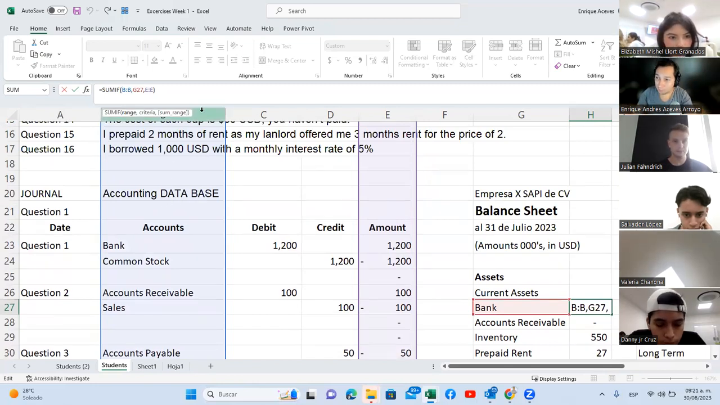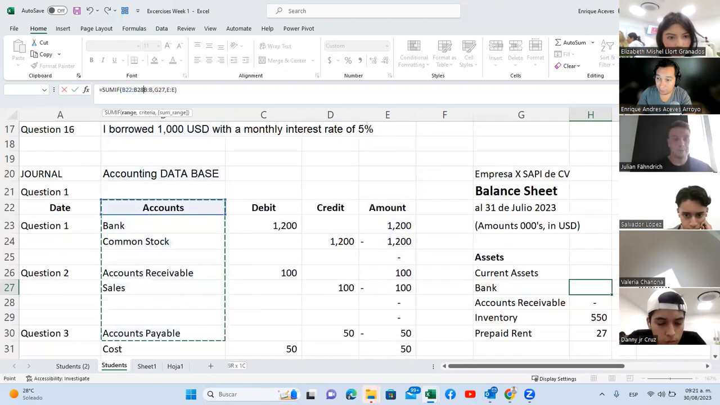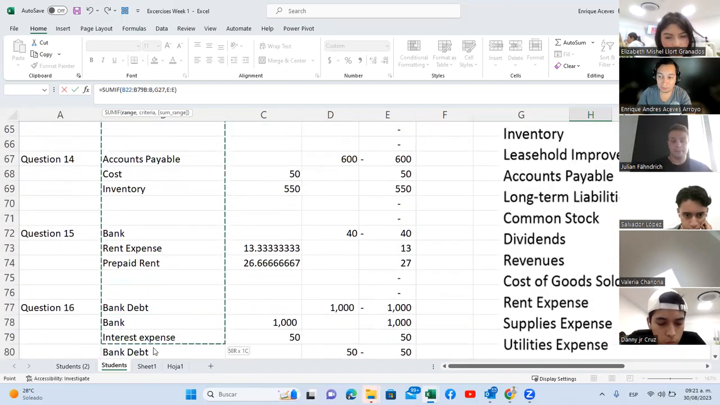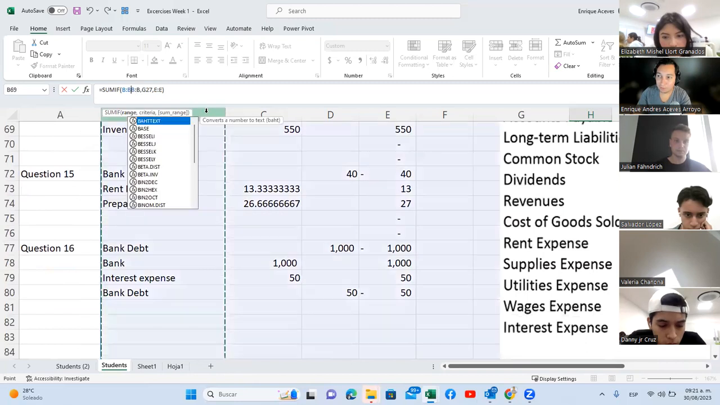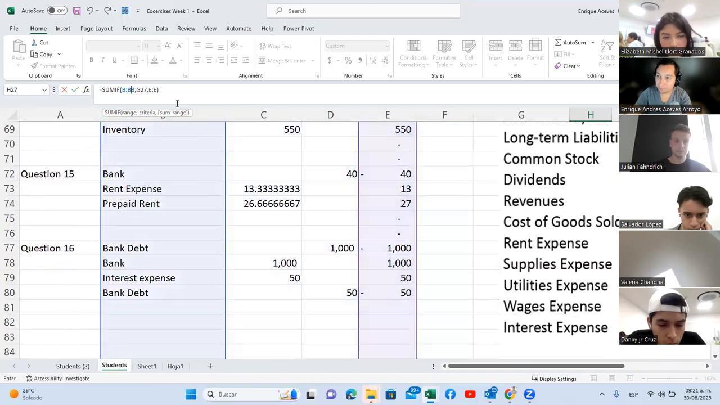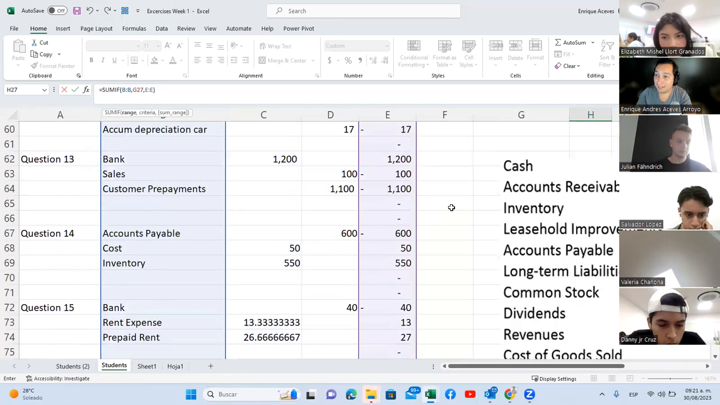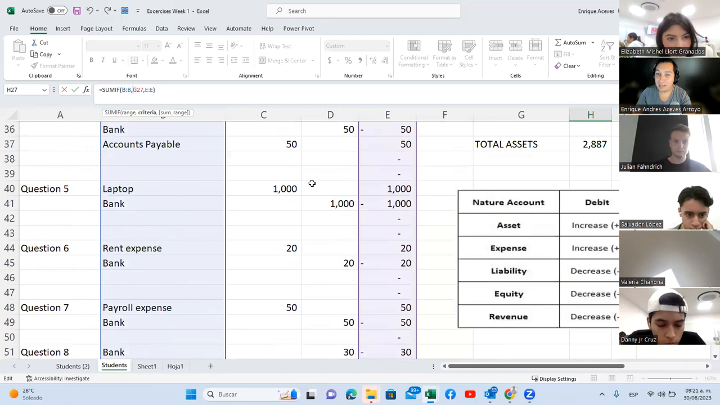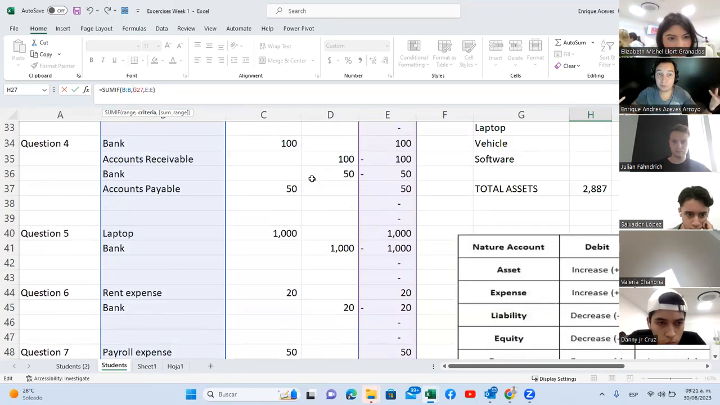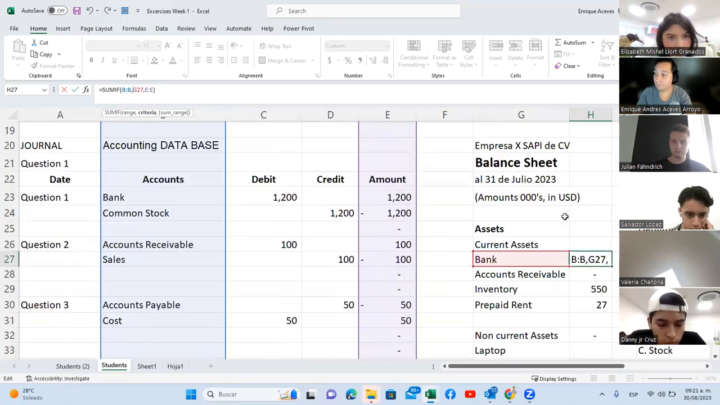I'm telling him, look in the column B. Or you can also put, look in this range. You can also do that, okay? But I'm choosing column B for faster purposes. The next element that the formula requires is the criteria. Okay, in this range, what do you want me to look for? The bank account.